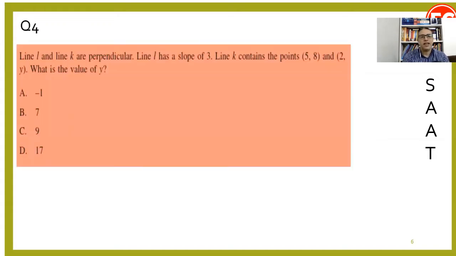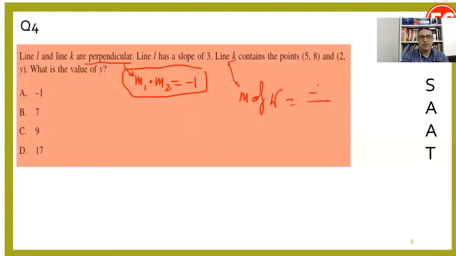Line L and line K are perpendicular. In the case of two perpendicular lines, the product of their slopes is equal to -1. One of them is the negative reciprocal of the other. Line L has a slope of 3, so the slope of line K should be -1/3. Negative reciprocal: I flip and I change the sign.